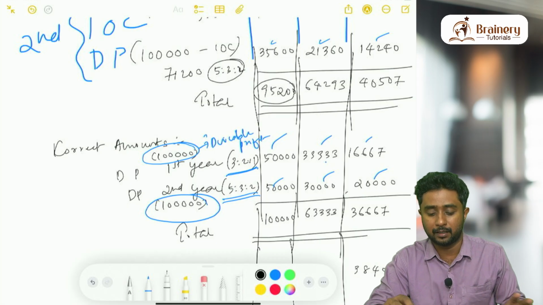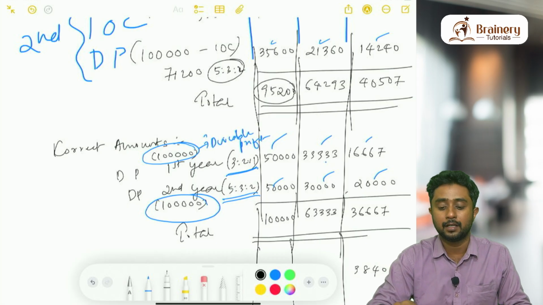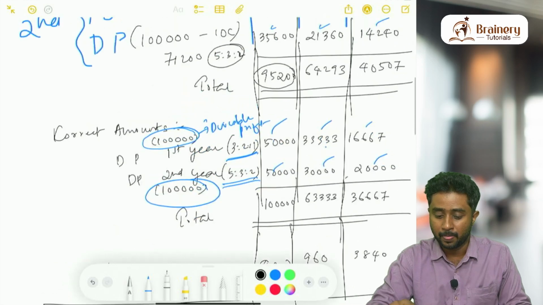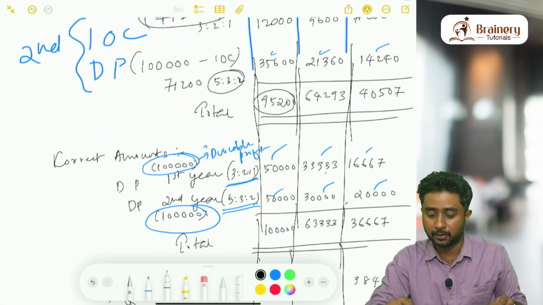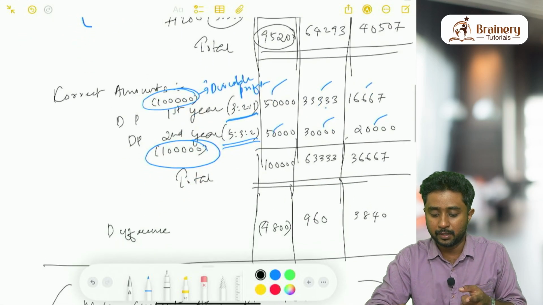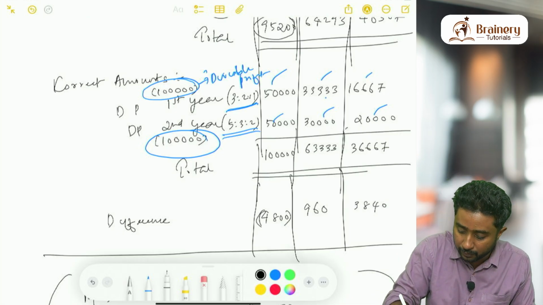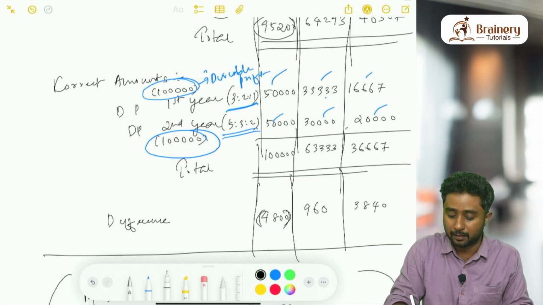Now our next step is to find the difference between the total of wrong amounts and the total of correct amounts. Do it in that order only: wrong amounts first, followed by correct amounts total. Here, the wrong amounts total was 95,200 for the first person. You should deduct 1 lakh from that value, so you will get negative 4,800.